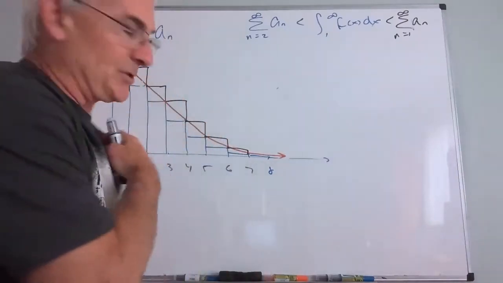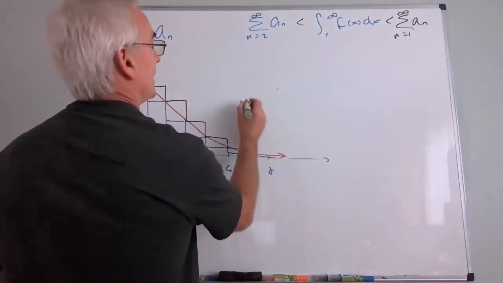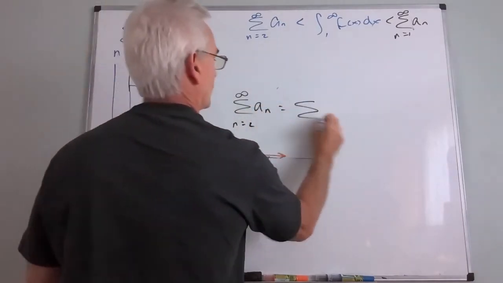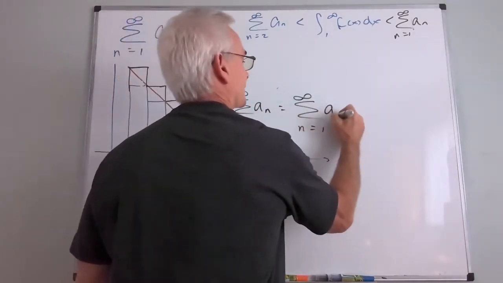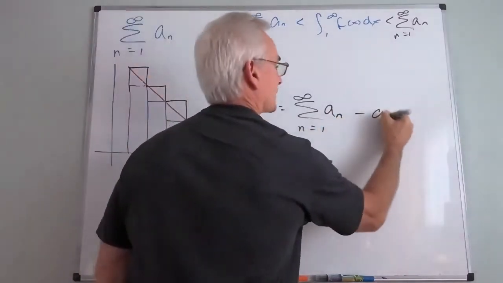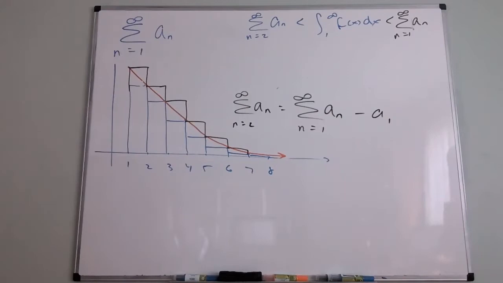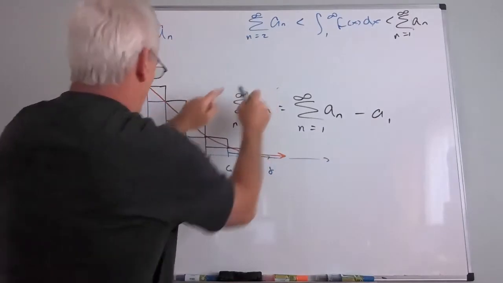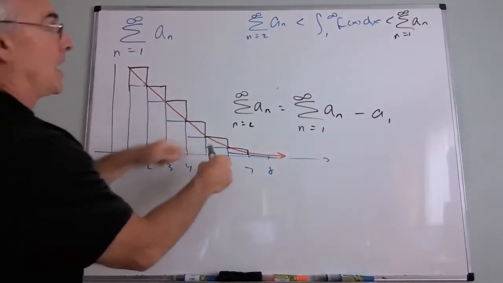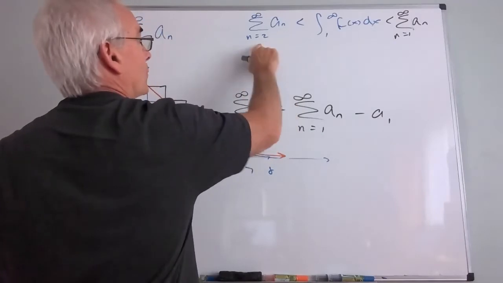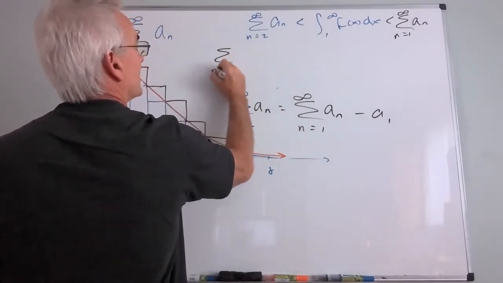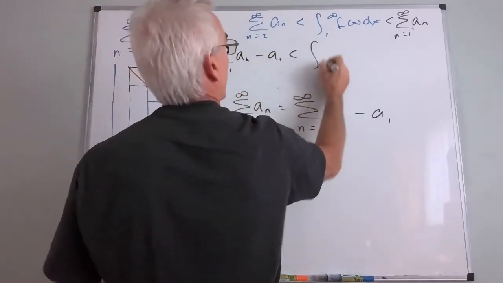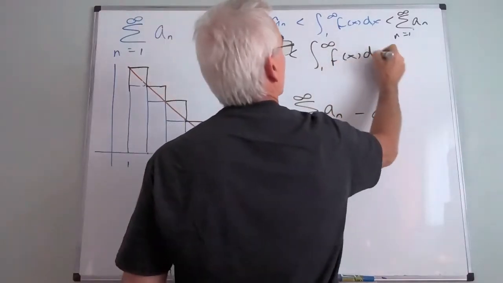Okay, so here's something we do know. Let's look at that first summation. Isn't it true that this equals this minus the first term? This is the sum from 1 to infinity, and if I subtract the first term, then I have the sum from 2 to infinity. That was the lower set of rectangles. So if I rewrite that one right there as n equals 1 to infinity of a_n minus the first term, now I've got a new way of considering this.